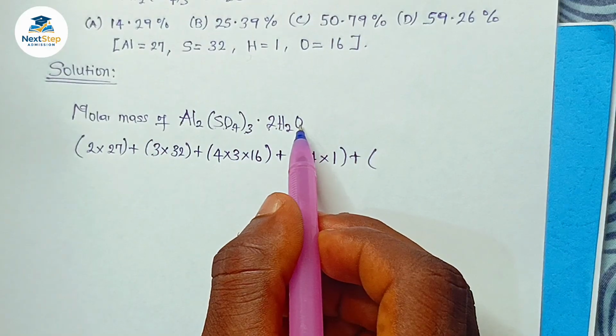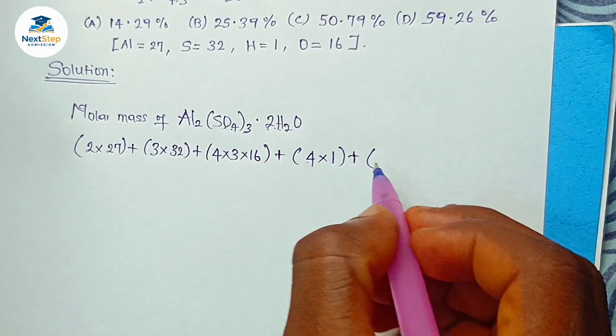So how many oxygen is here? It is not 1, it is 2. 2 times 1, 2, so you write 2.